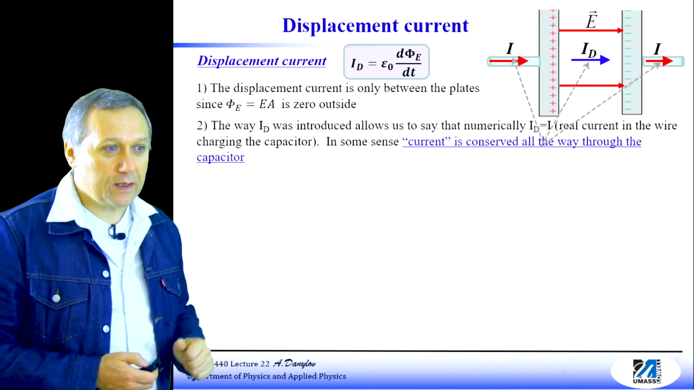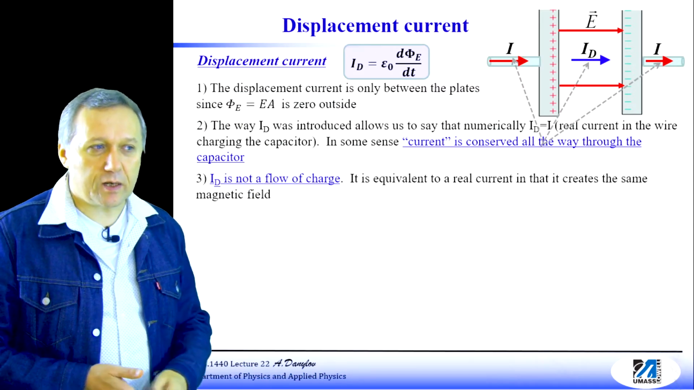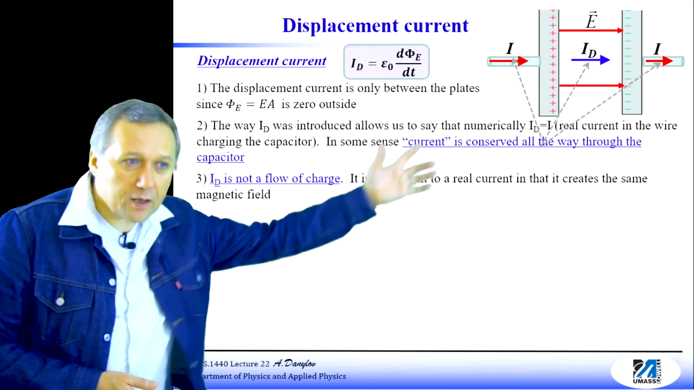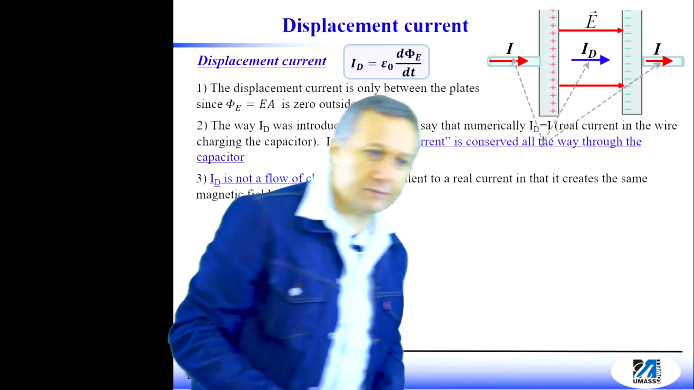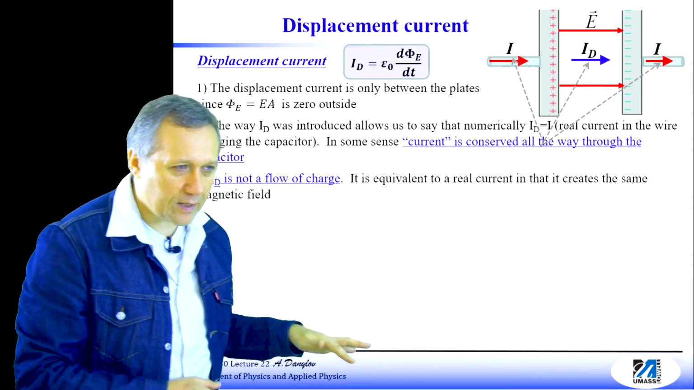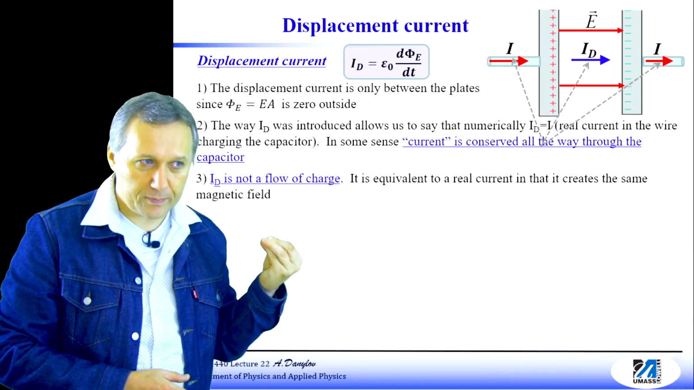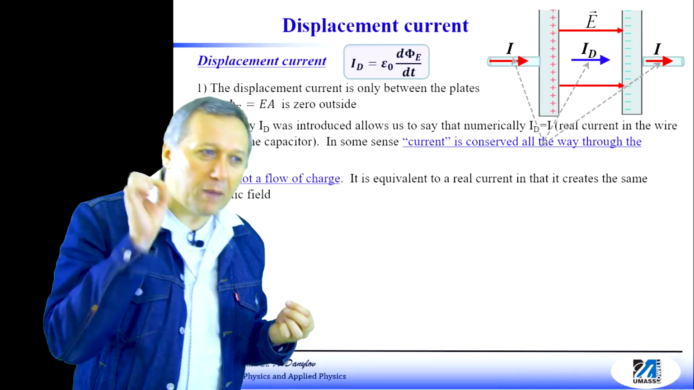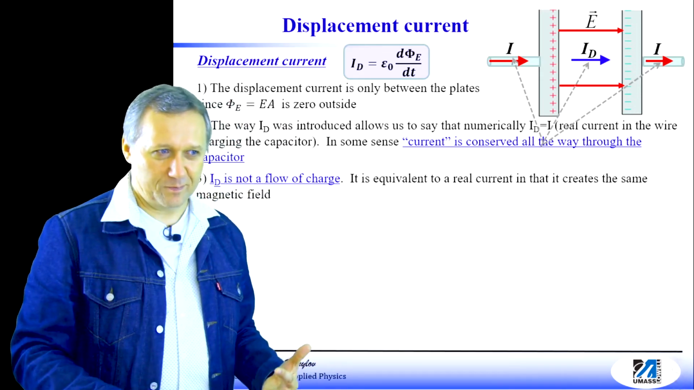So this fact, and then the last one, that this displacement current has nothing to do with a flow of charge. A real current, this real current over here, is charges drifting, electrons drifting, giving us this current. This displacement current has nothing in common with that. We only call it a current, displacement current, because it produces magnetic field like it was a real current.